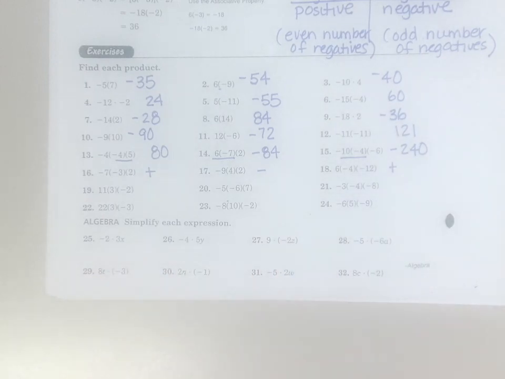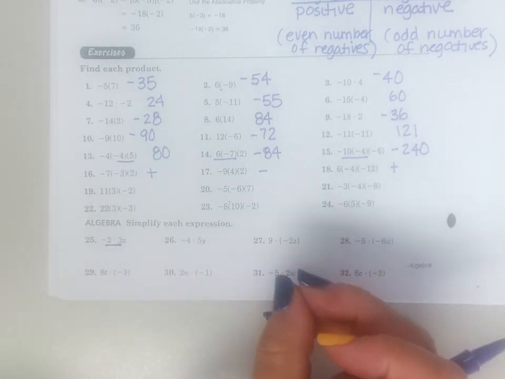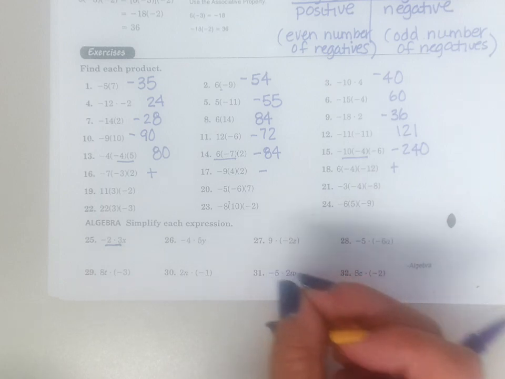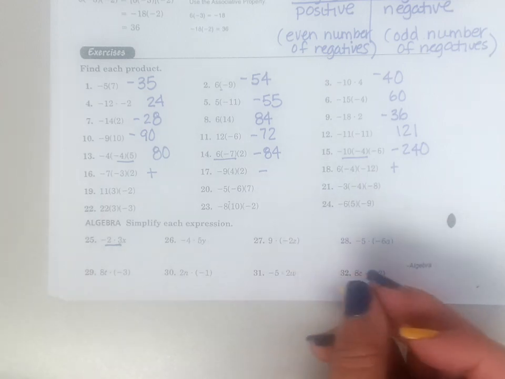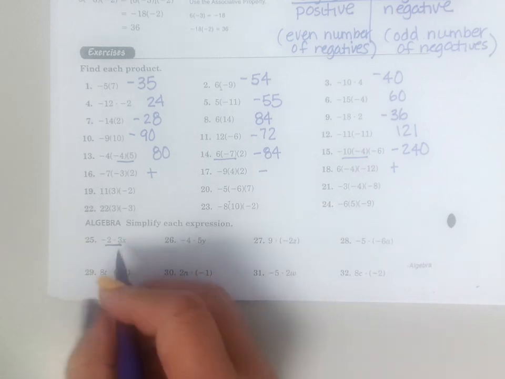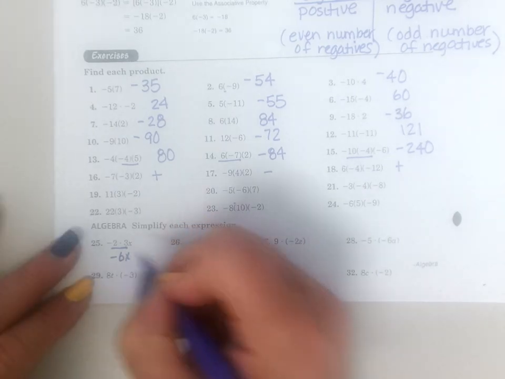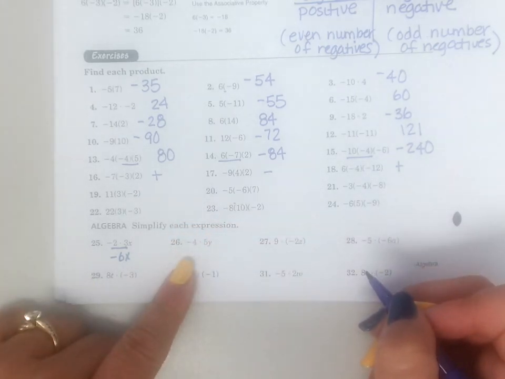Simplifying. Because it's multiplication and we can change the order around, we can multiply the two numbers together and simplify it. So we're not solving it. Simplifying means we're going to make it a little simpler, less numbers in the problem. So I'm going to multiply my negative 2 and 3 and get negative 6, and I'm still going to have that x. So negative 6x.